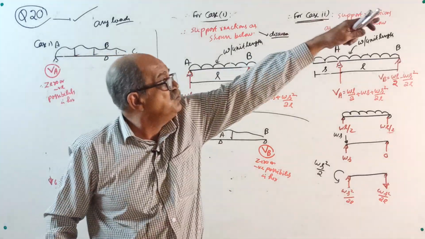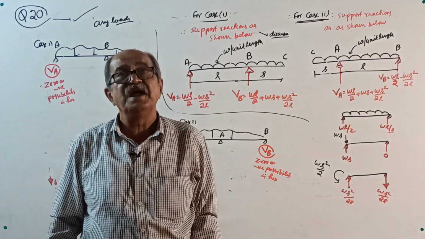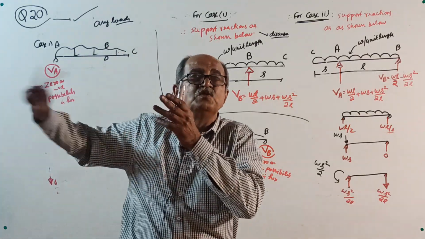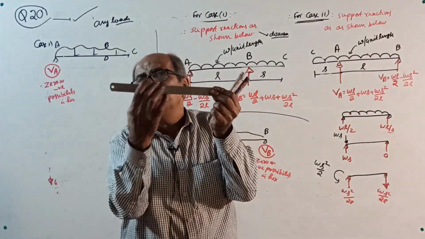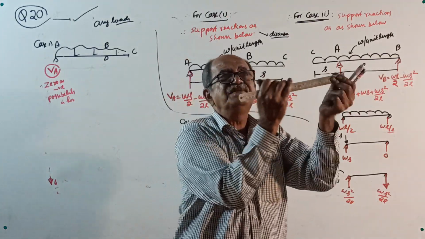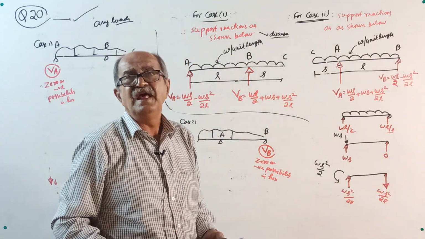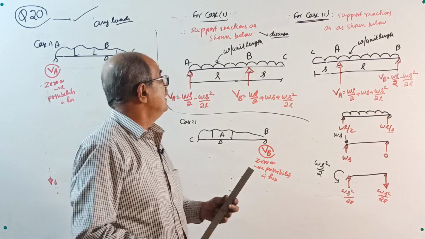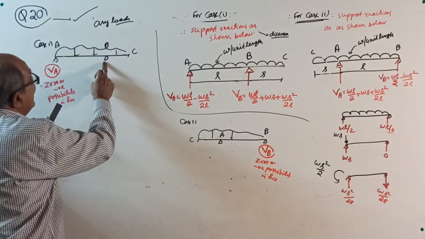If that overhang is too much more, chance is for this support, 0 or negative. If this overhang is too much, chance is for that support. See, if this side is more, that side lifting. If that side is more, this side lifting. But when only one side overhang is there, one support has got one inner side member, outer side overhang.